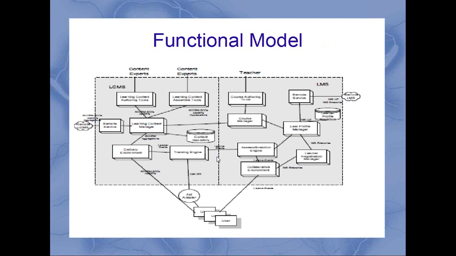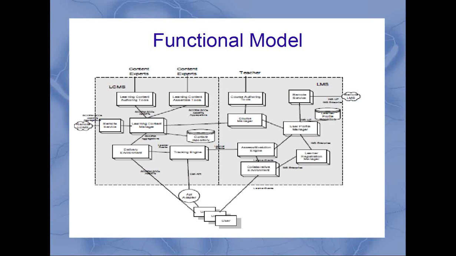A standard functional model can be represented in this way. There are, let's say, content experts or SMEs, subject matter experts. There are teachers, and then there are users. Users, we refer to them as learners or students. Now we have divided our system into LMS, which is on the right of the screen, and LCMS, which is on the left of the screen. One might ask, what's the difference? An LCMS actually enables the content experts or the creators of the content to develop the content. It not only distributes the content, it also has the capability of allowing the creation of content.